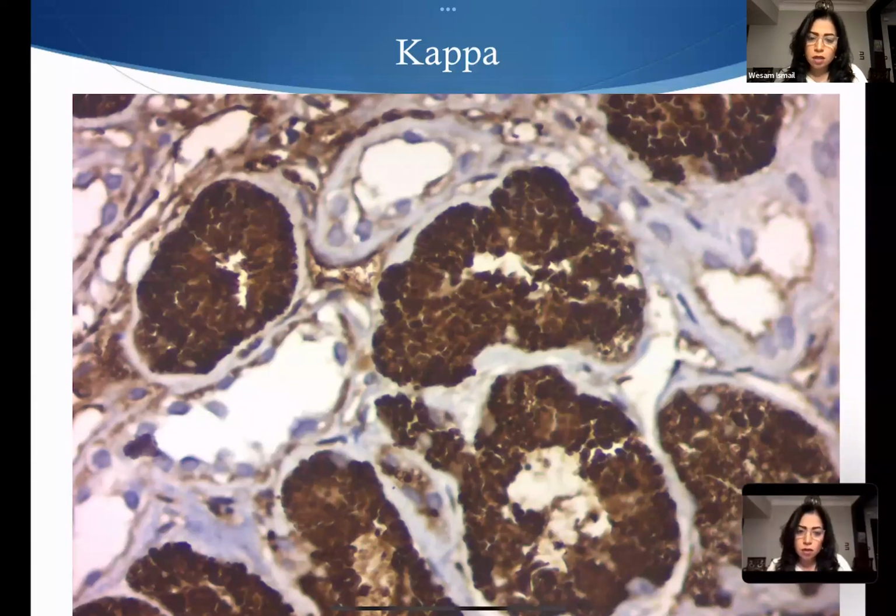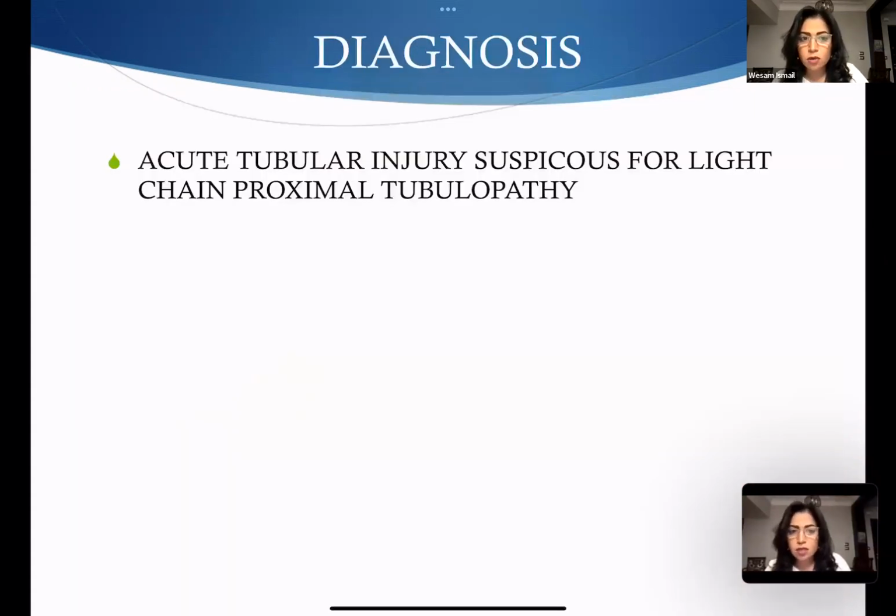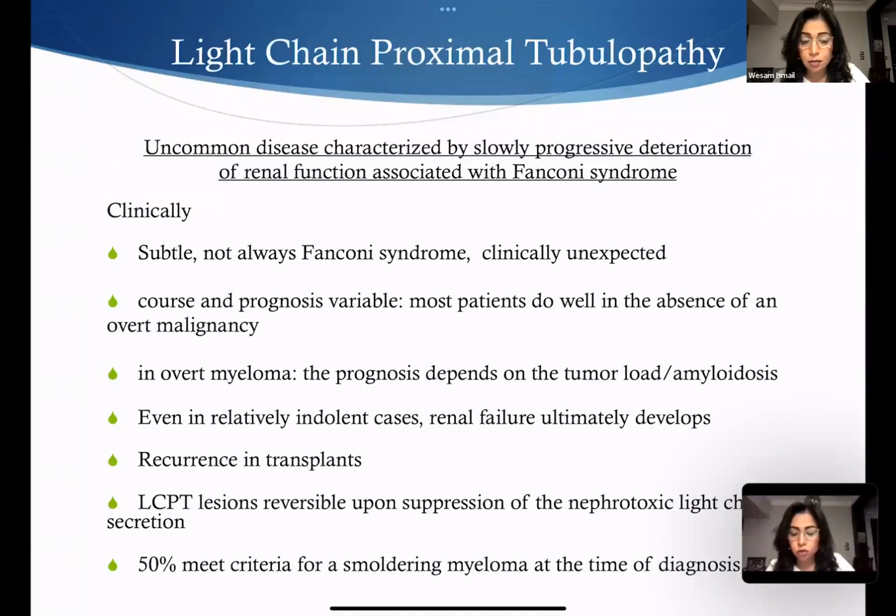And with immuno, you can see how extremely positive these granules were for kappa, and now the granularity and how coarse and thick they are is very apparent with the kappa stain. Next please. This is what we call light chain proximal tubulopathy. Now, light chain proximal tubulopathy is an electron microscopy diagnosis. You use kappa and lambda to know which type, and they are usually kappa related. Again, they are more commonly kappa stains, but with this patient, we did not have EM, unfortunately. So my diagnosis was just suggestive that this patient could have light chain proximal tubulopathy.